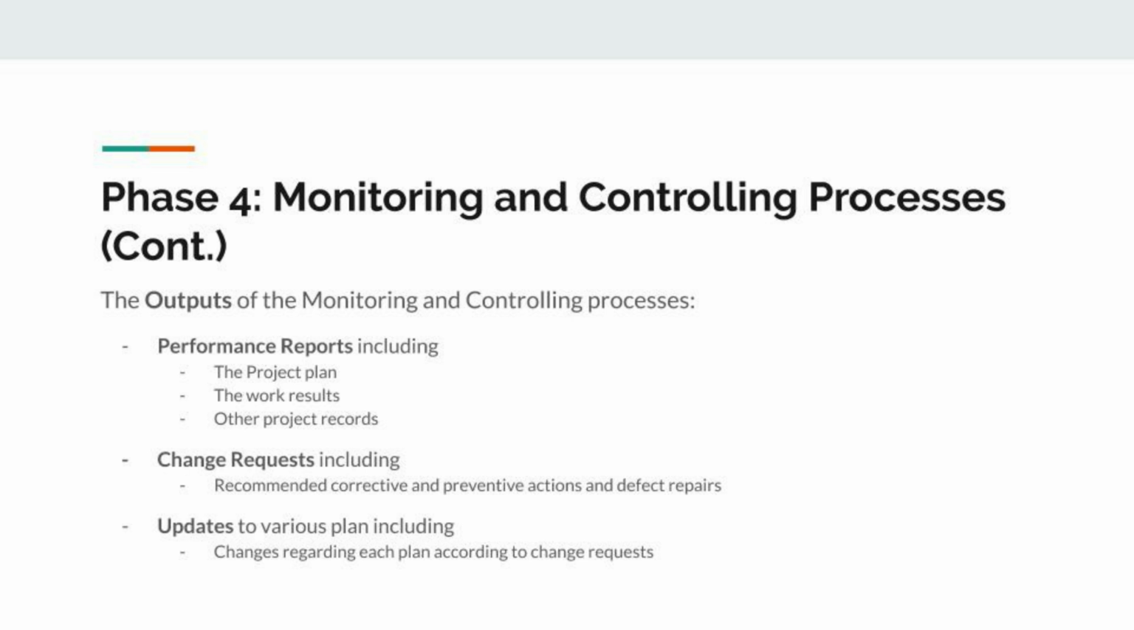Second, change request. Change requests include recommended corrective and preventive actions and defect repairs. Corrective actions should result in improvement in project performance. Preventive actions reduce the probability of negative consequences associated with project risks. Defect repairs involve bringing defective deliverables into conformance with requirements. Last, updates to various plans. Changes regarding each plan must be updated according to change request.